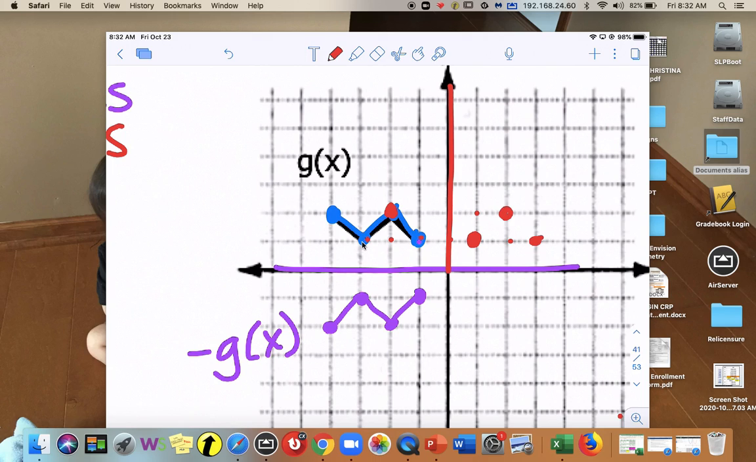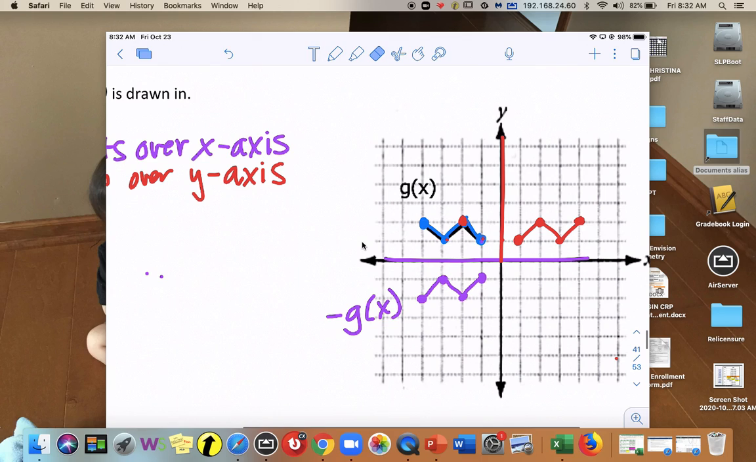Oops, I erased my dot here. And this one right here is 4 away, so we're going to go 4 away. And here is our new function. Delete all my extra stuff here. Okay, so that is g of negative x. So when the negative's on the inside.